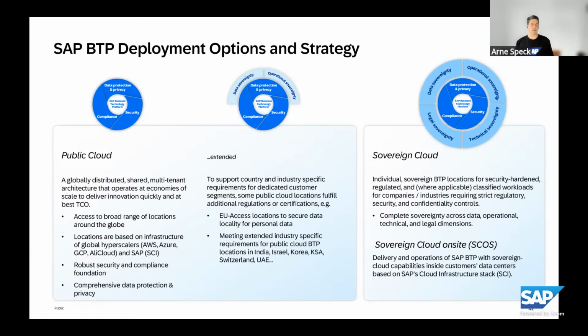What does that mean? So at the moment, we have about 40 different locations worldwide, spanning across the globe. And we're working together with the big hyperscaler infrastructure providers: AWS, Azure, Google Cloud Platform, and Ali Cloud. And that's new since last year, we're also providing BTP on SAP's own cloud infrastructure. So we also have now 7 data centers where SAP actually provides the infrastructure.